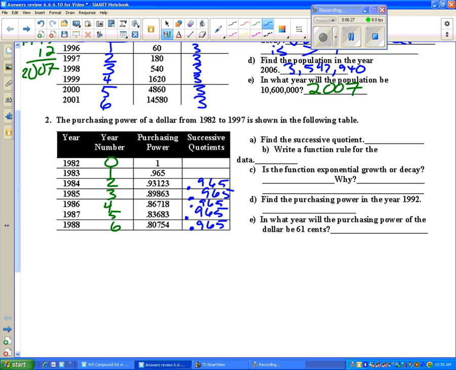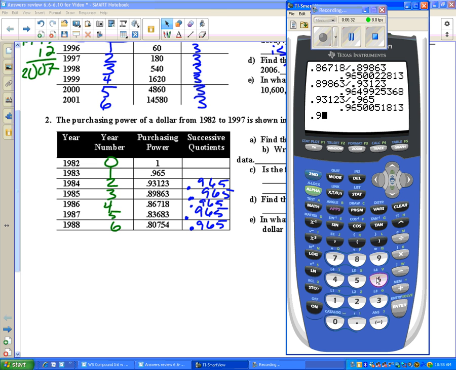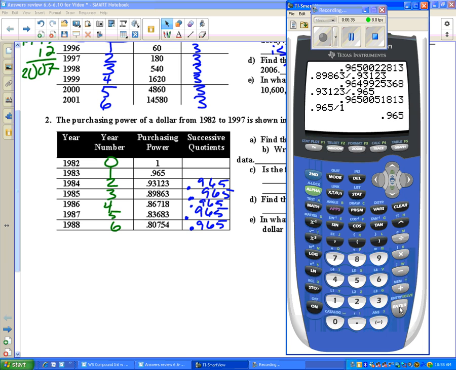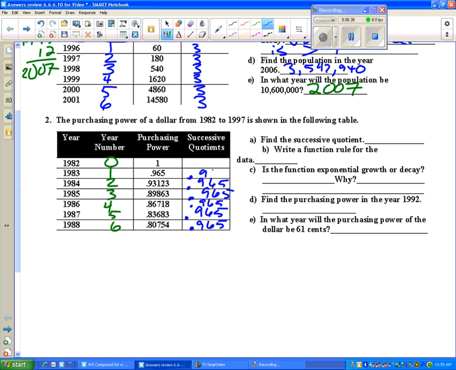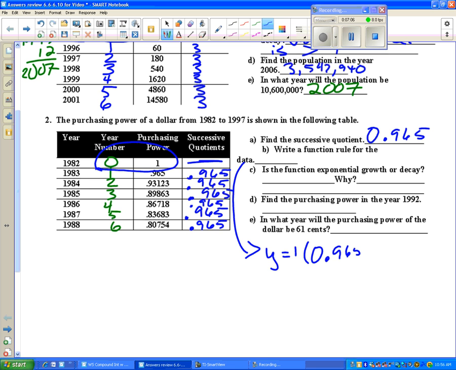And lastly, 0.965 divided by 1, I get 0.965. And the first one, again, is left blank. So my successive quotient is 0.965, 965 thousandths. Write a function rule for the data. I'm going to write it down here. I have y is equal to, my starting value is y when x is 0, so that is 1, times my successive quotient or common multiplier, 0.965 to the x power.